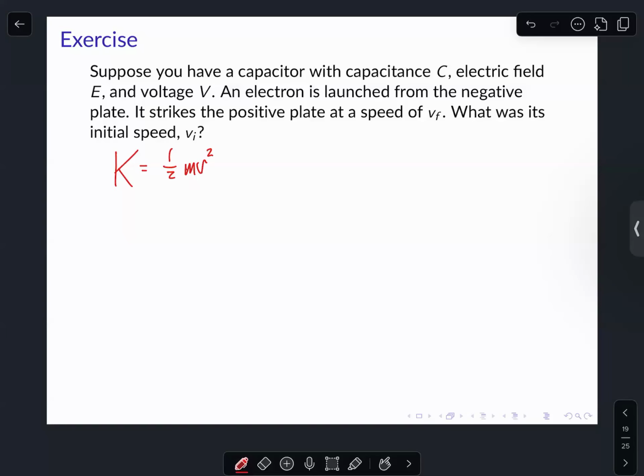Here's how to start. Start by writing down the initial total energy. Start by writing down the final total energy. What form or forms of energy do we start with? What form or forms of energy do we end with? Write that as an equation.